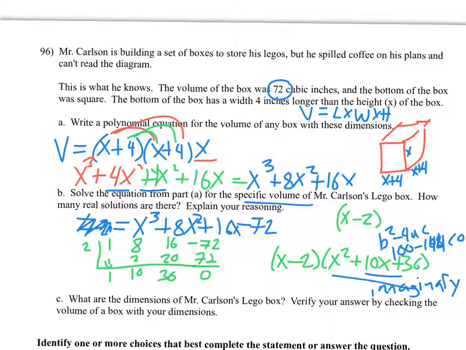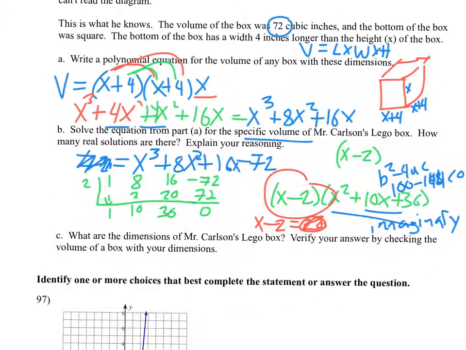And when we have something like this, we're going to have one real solution, and that's because we got one factor that came out nice. So x minus 2 equals 0. And that gives us x equals 2 as our value. To verify this, I'm going to plug it back in. So we get 2 times 2 plus 4 is 6, times 2 plus 4 is 6, and you get 72.